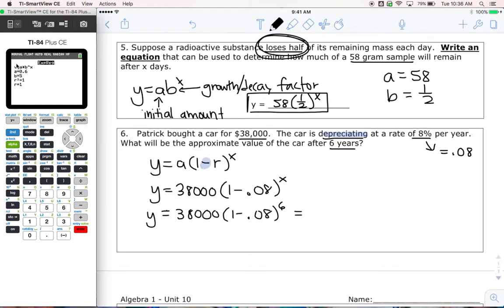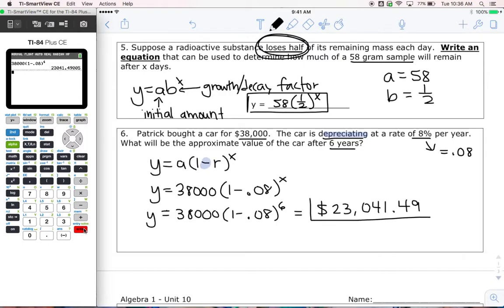And this is going to equal, I don't know, let's use my calculator. We're going to type it in just like we wrote it, 38,000, parentheses, we got 1 minus 0.08 to the power of, so that's this key right up here, the caret key, to the power of 6. Okay, this car is now worth $23,041.49.